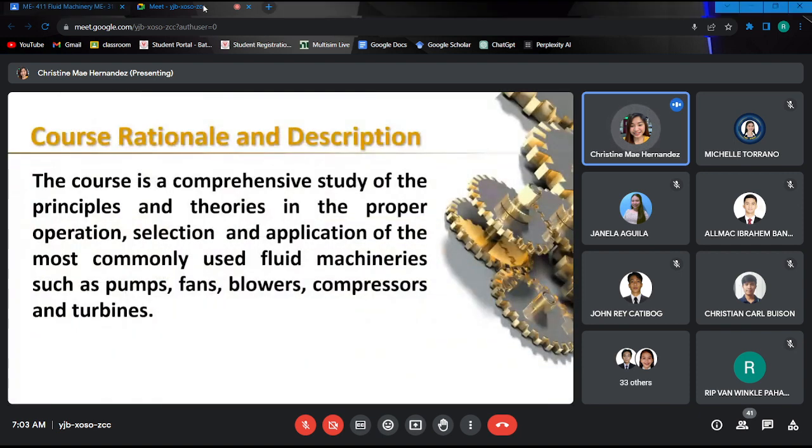Course rationale and description. So the course is a comprehensive study of the principles and theories in the proper operation, selection, and application of the most commonly used fluid machinery such as pumps, fans, blowers, compressors, and turbines. So, once you go into the industry, or do your OJT or start working, you will encounter these as mechanical engineers. You will always encounter pumps, fans, blowers, compressors, and turbines. So we will go through them one by one: their proper operation, where they are used, their applications, and their pros and cons.